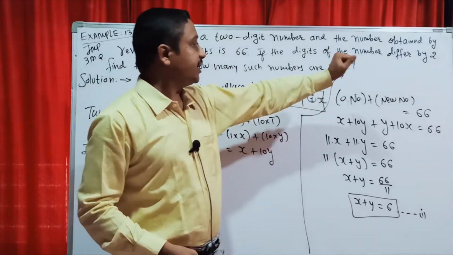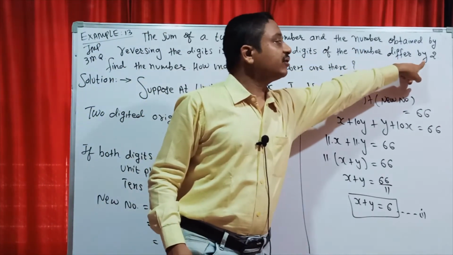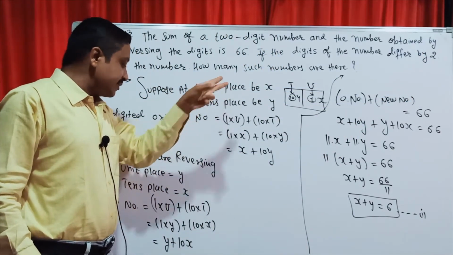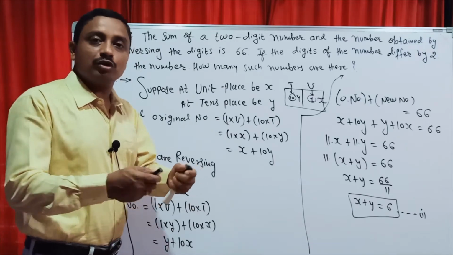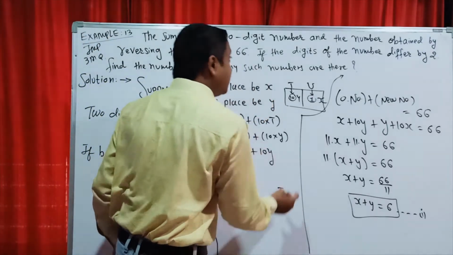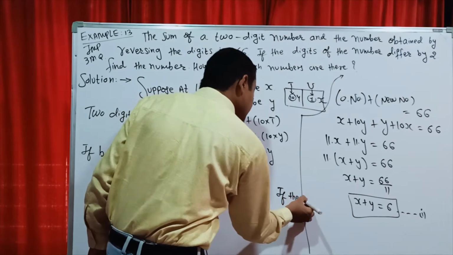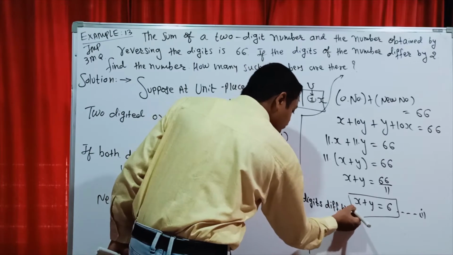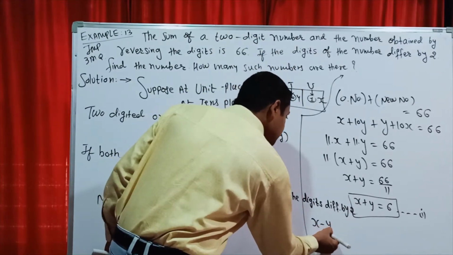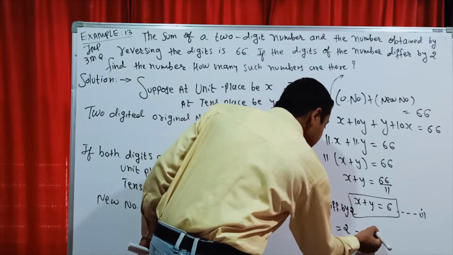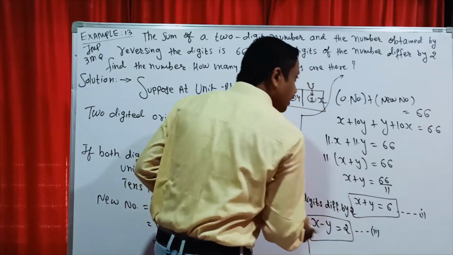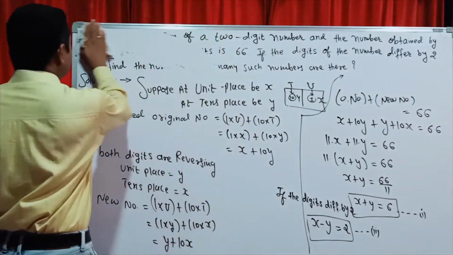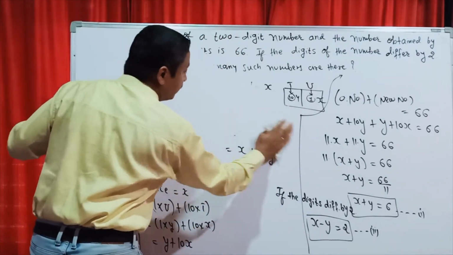Now, the second equation. Read: if the digits of the number differ by 2, it means these digits, unit place and 10 place, either xy taking or yx, both are the same. Now I utilize this: if the digits differ by 2, differ means difference, x minus y is equal to 2. That's the second equation. Now it's a very easy process, students. Equations 1 and 2, I just calculate by our elimination method.